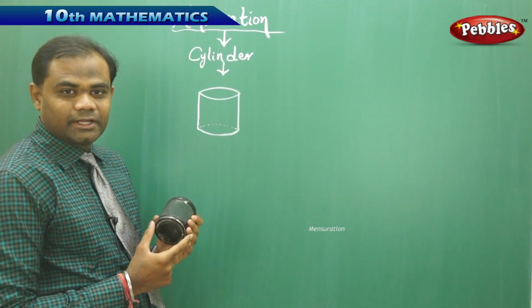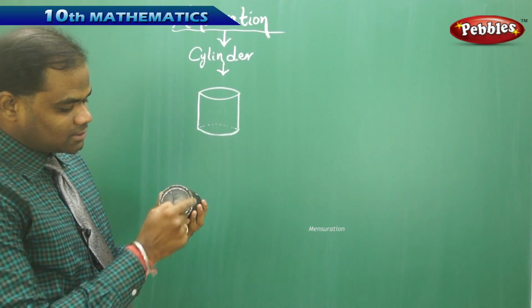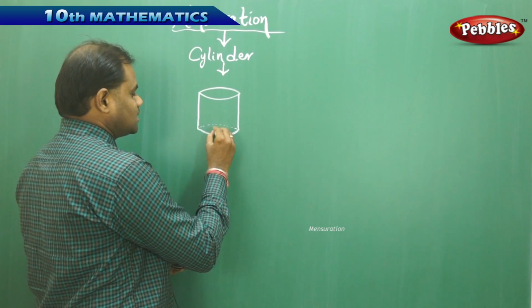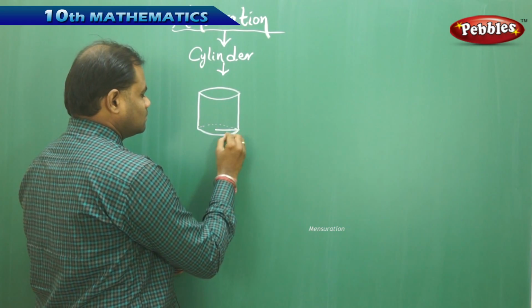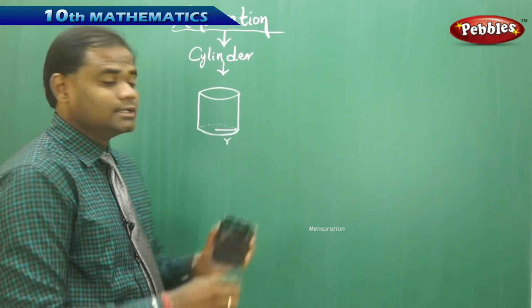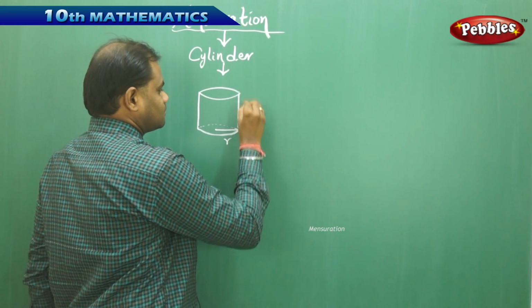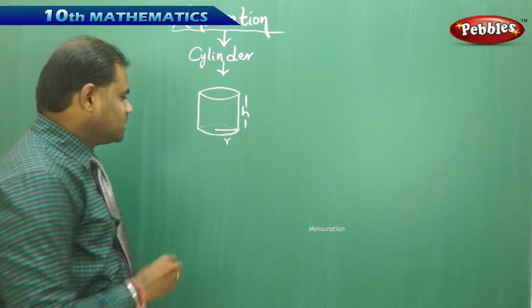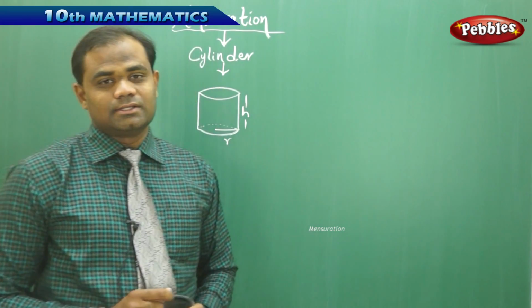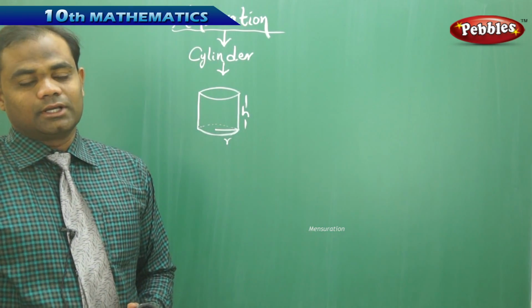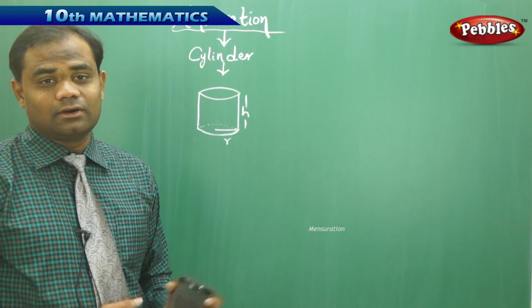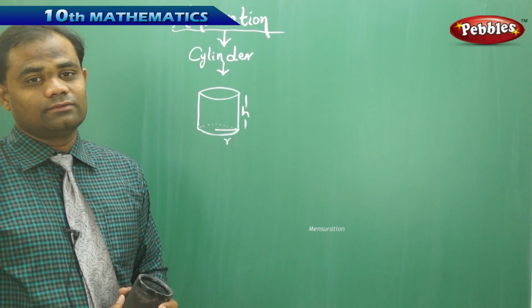Now let me say the radius of this cylinder, where I have the circular region, is R. This is the radius. And let me say the height of the cylinder is H. Based on the dimensions of the radius and the height of the cylinder, let's see how we can find the lateral surface area or the total surface area of the cylinder.